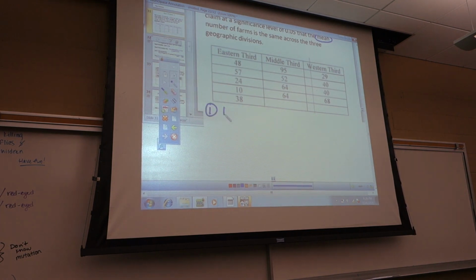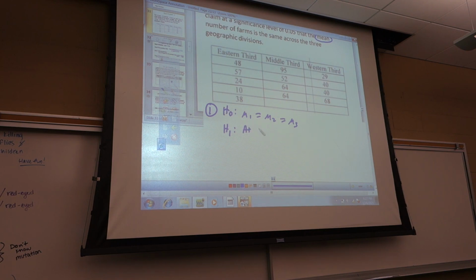Your claims. Yep. mu1 equals mu2 equals mu3. Perfect. Drew, what's my H1? That mu1 doesn't equal mu2. Ah, so you can't say that. You can't say which one is not equal. All you can say is at least one differs. Because maybe mu1 is equal to mu2, but not equal to mu3.